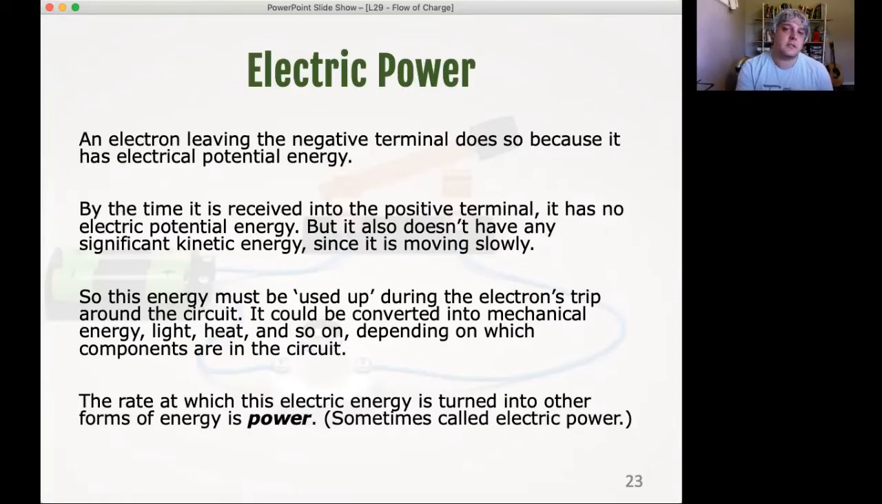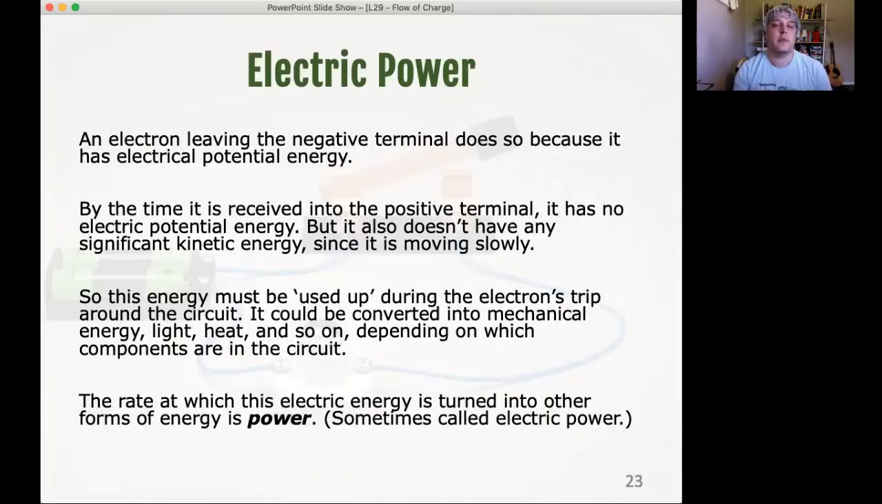The electric potential energy that the electron had at the negative terminal, the one that caused it to be pushed away from the negative terminal, has been used up. Right? It has done work as it went around the circuit. That means it has used up its energy. That energy has been converted into different forms. If it was just resistors, it's been turned into heat, but it may have also been turned into mechanical energy if we had a little motor attached to the circuit, or into light if we had a light bulb.